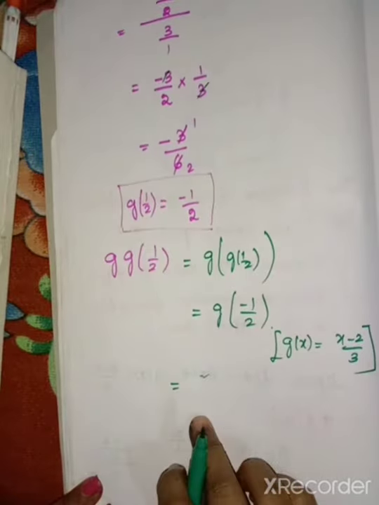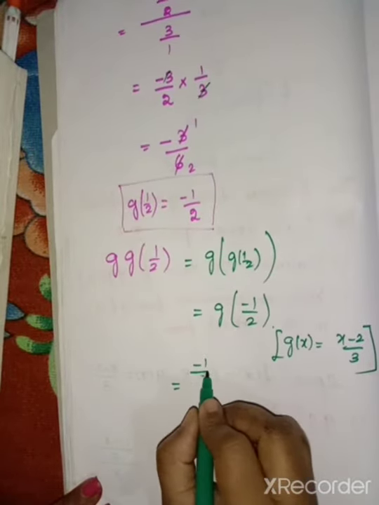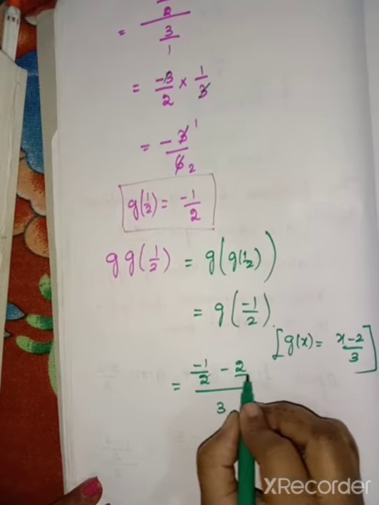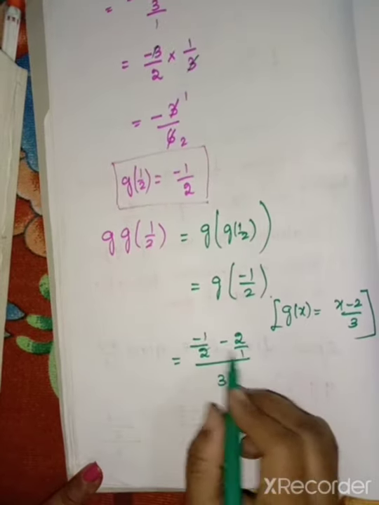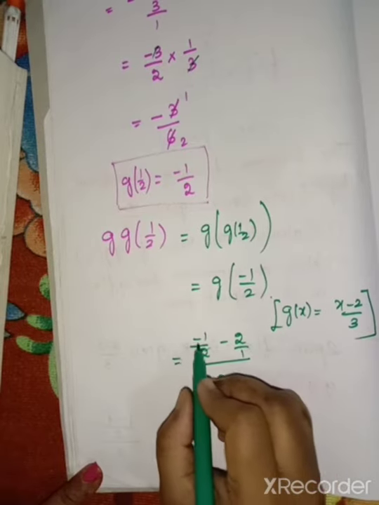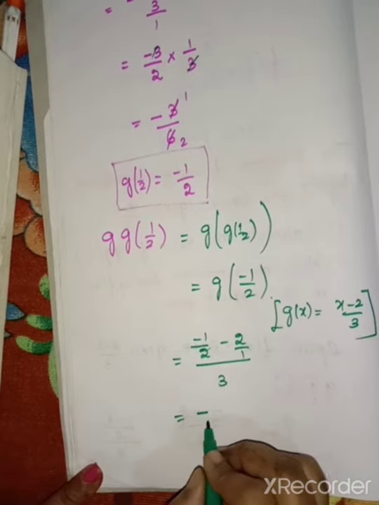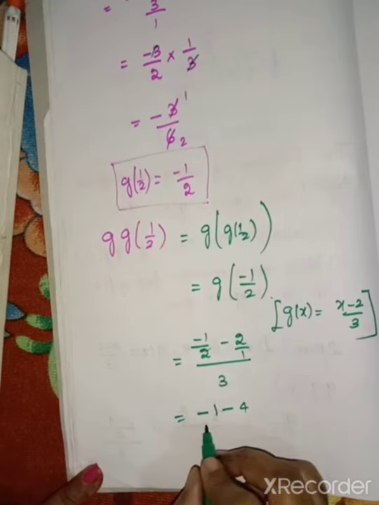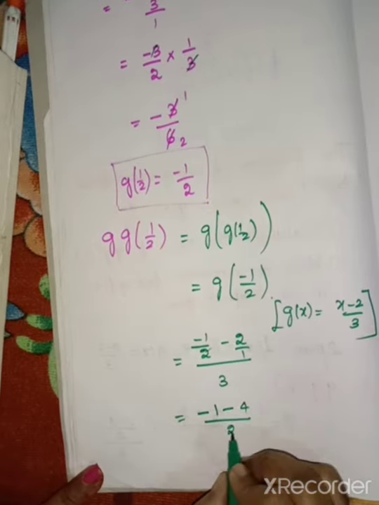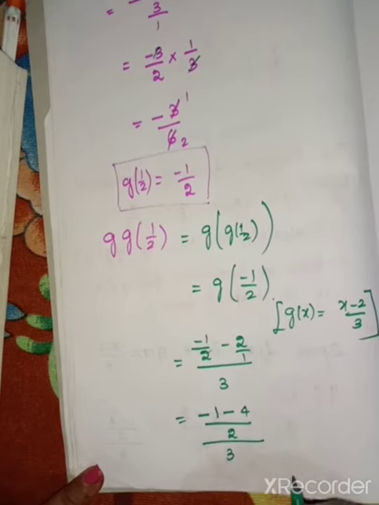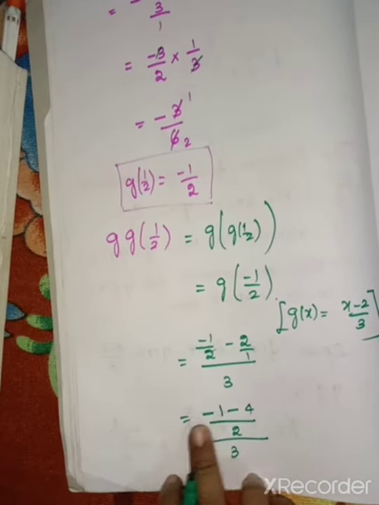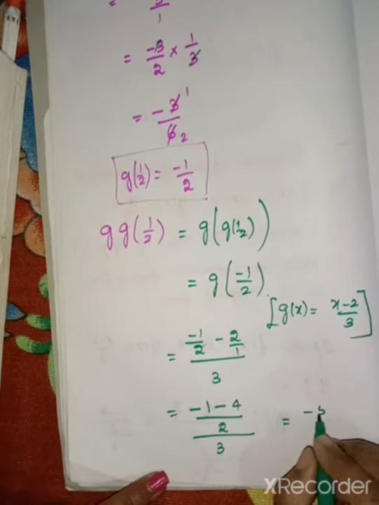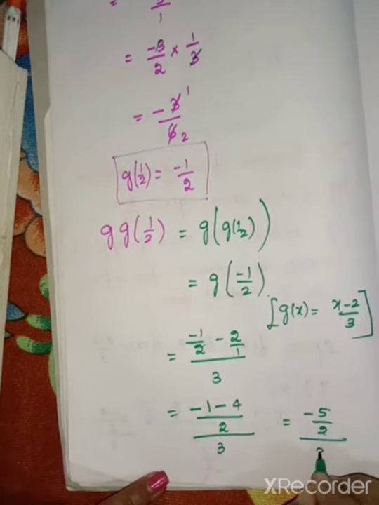Same procedure we want to use again. So minus 1 by 2 minus 2, divided by 3. In the denominator we have a 1. So now we want to multiply. Minus 1 into plus, minus 1 into 1 is 1. Here also plus into minus, minus 2 2s are 4, divided by 1 2 is 2, divided by 3. Both the signs are equal, so now we want to add. So minus 5 by 2 divided by 3.